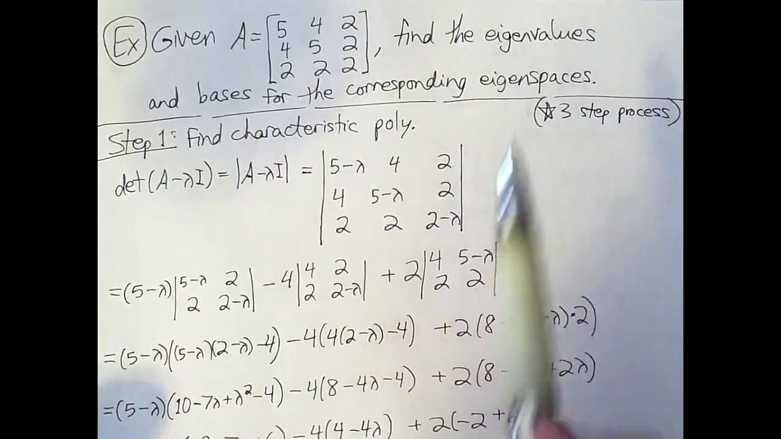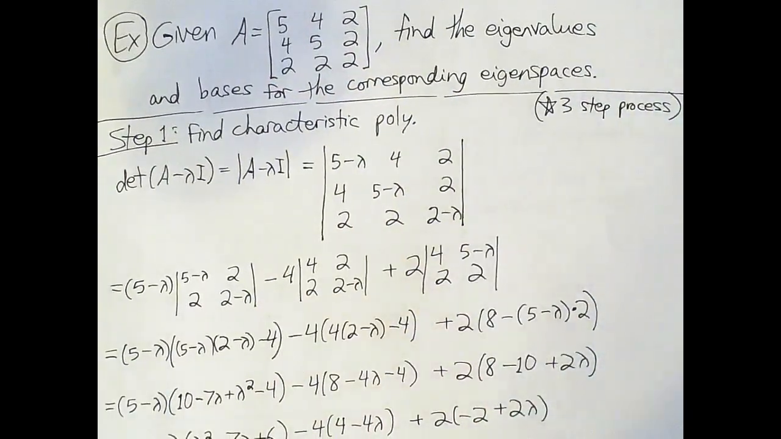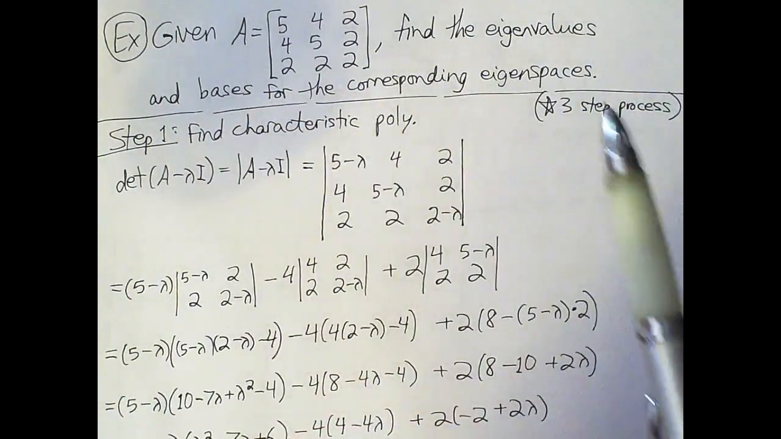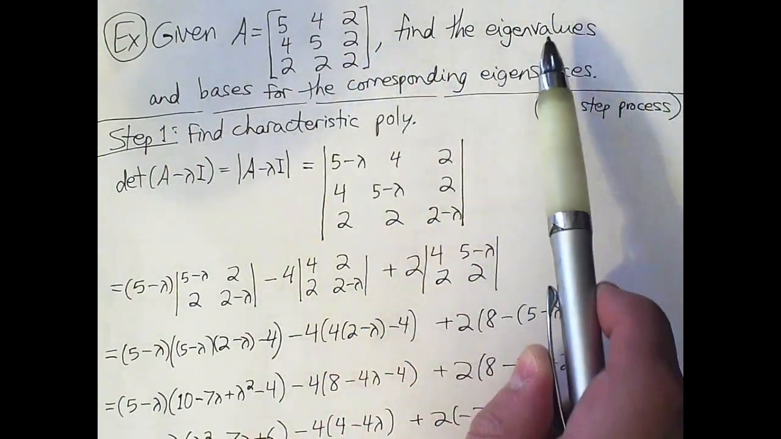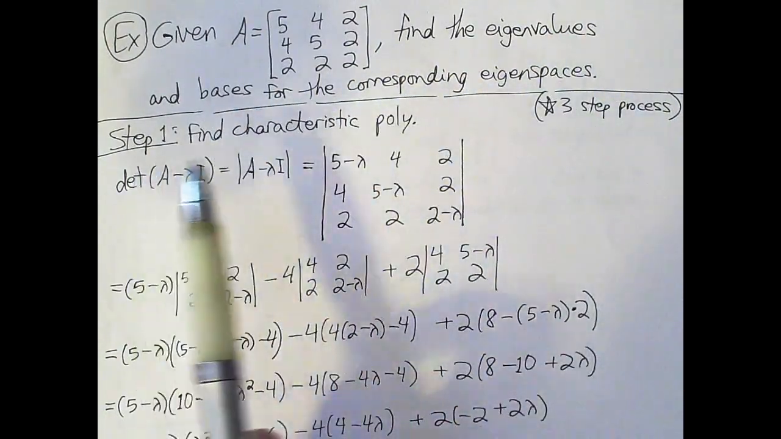This was the problem as it was stated. We were given a 3x3 matrix. You could see that this whole process would be a lot simpler if it was a 2x2 matrix, right? But I wanted us to do a tough one. I wanted to do a long problem. So we found the eigenvalues and bases for the corresponding eigenspaces. It was a three-step process.